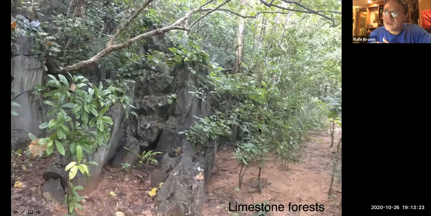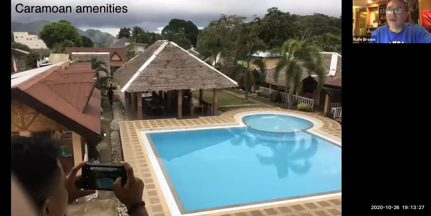Limestone forests with intact forest on top, and a whole different suite of species that one finds in all those different environments. And then you get out to this formerly really isolated place, and there's these wonderful amenities there and a great place to stay. And you're asking yourself, how did these resorts get built if people couldn't even get there? Well, the answer, does anyone know?